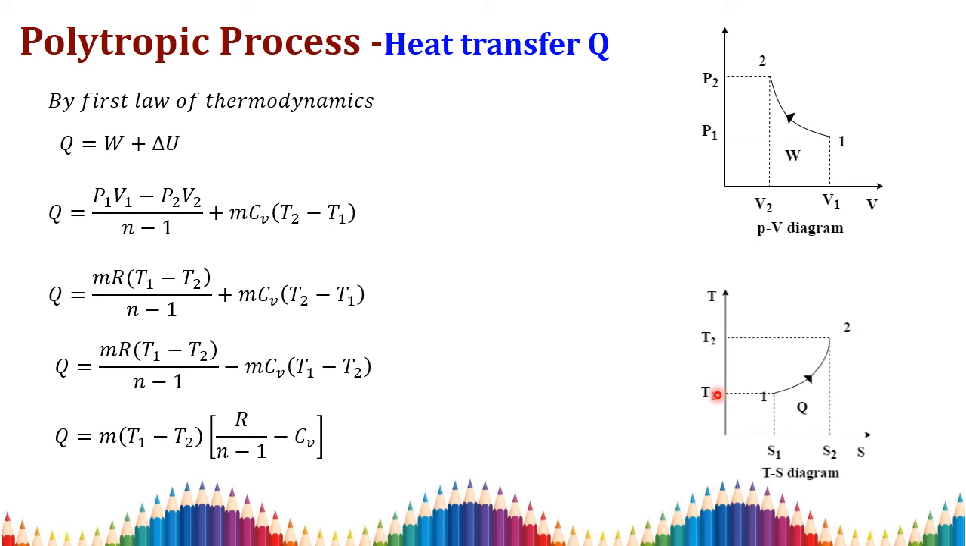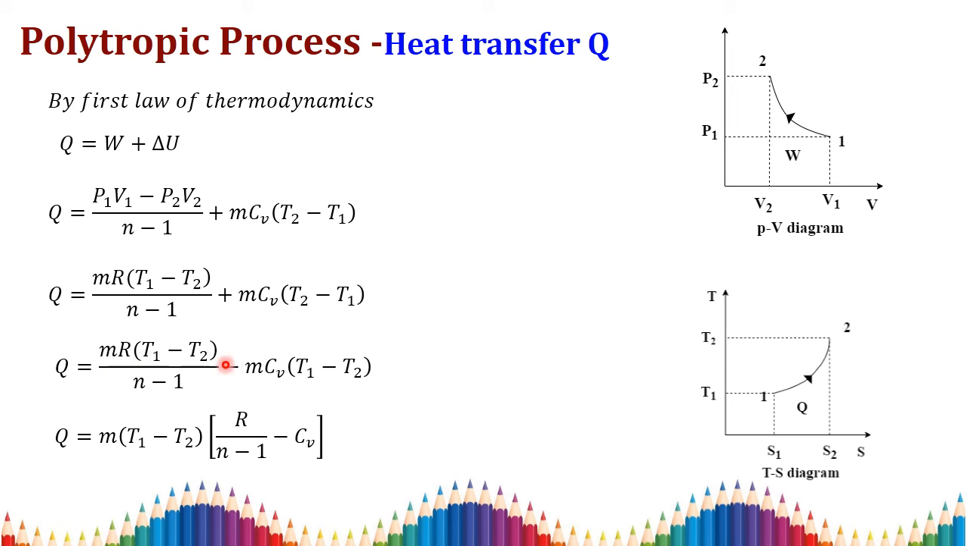Here we are going to find out the heat transfer for the polytropic process from the first law of thermodynamics. So Q is equal to W plus delta U, where work done is (P1 V1 minus P2 V2) divided by n minus 1 and delta U is m Cv into (T2 minus T1). As we all know, PV is equal to mRT, so you substitute the relation and we will get the equation like this. Then for my convenience, I am taking out the minus sign from the second term. Then your equation will be minus m Cv into (T1 minus T2).